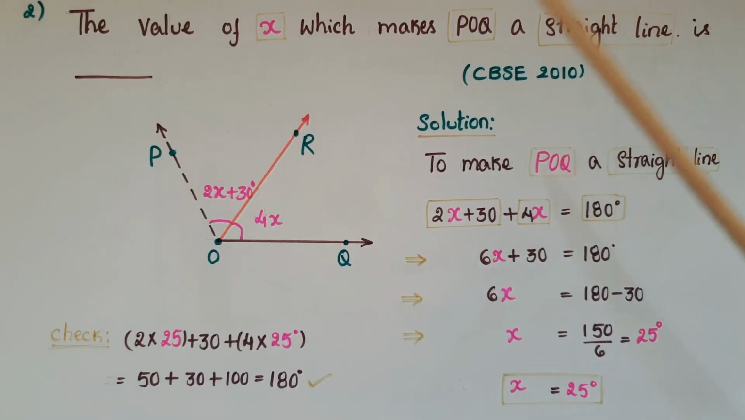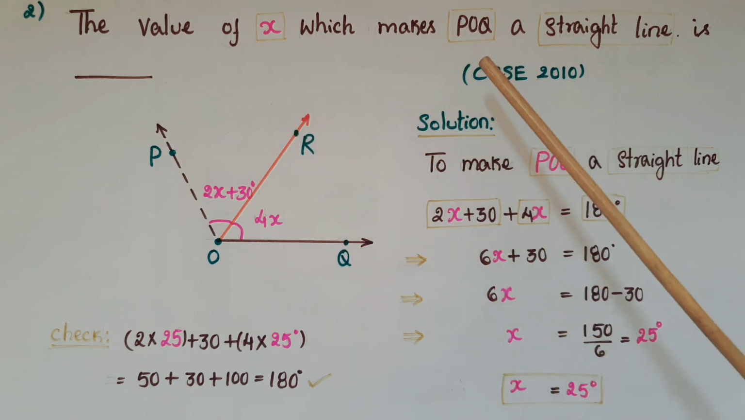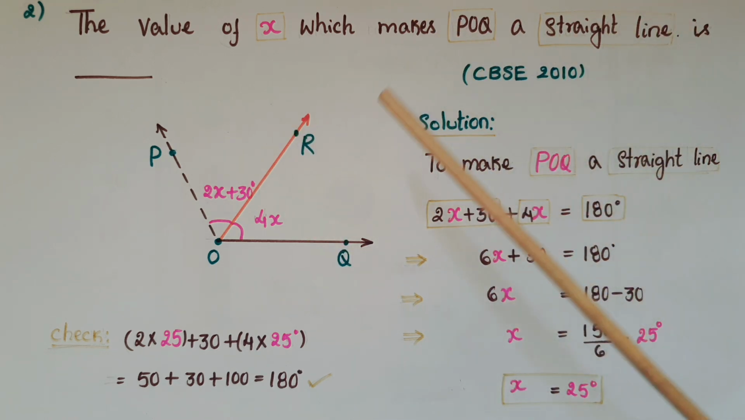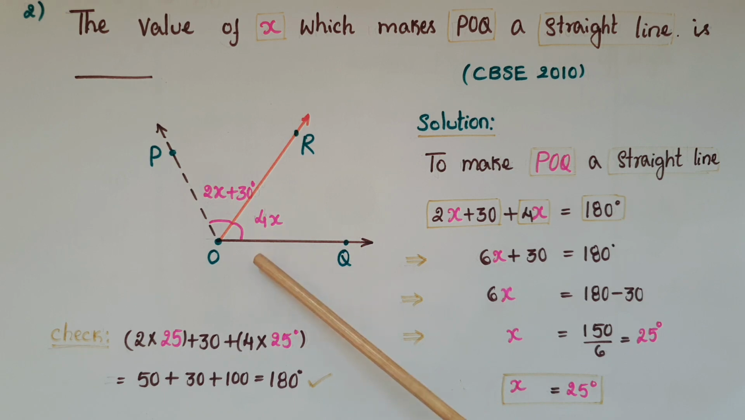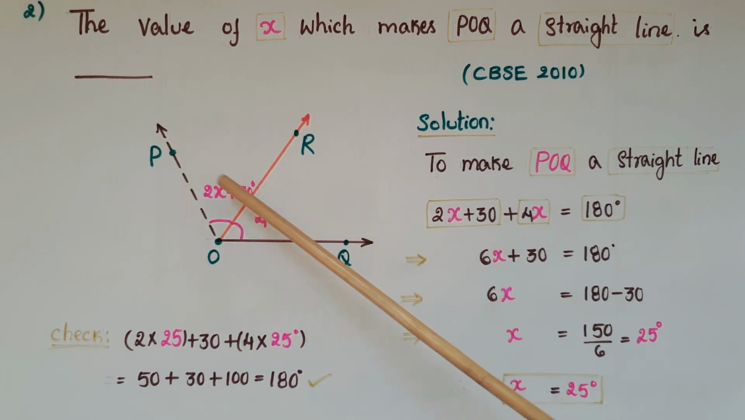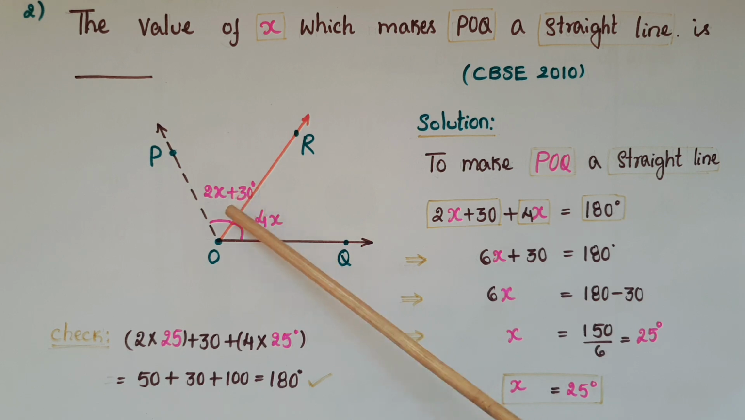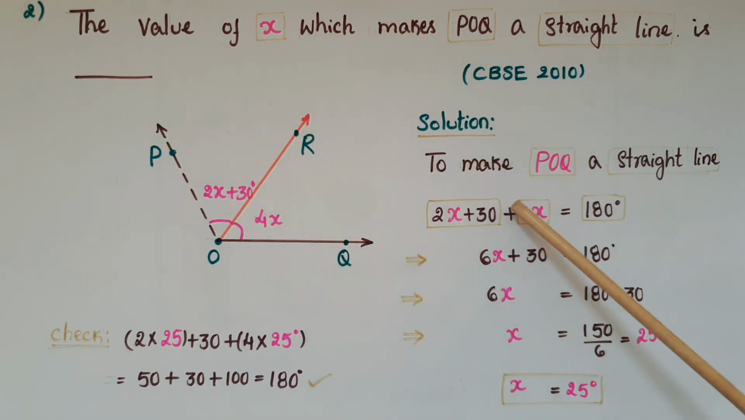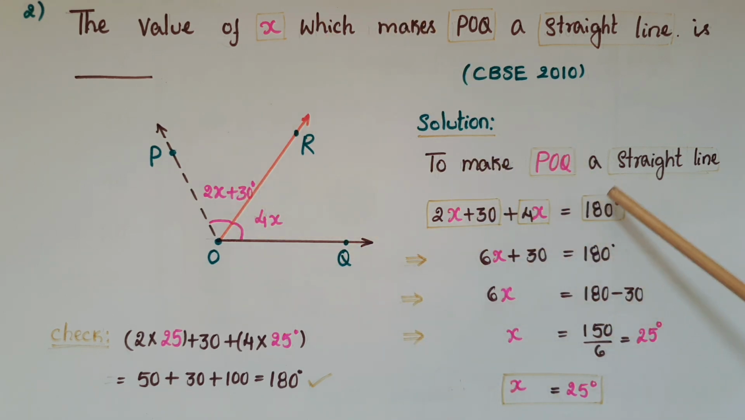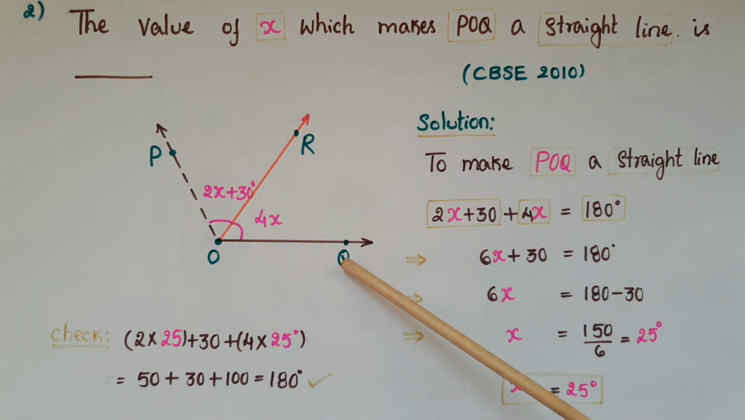This is the second question. The value of x which makes POQ a straight line is dash. So here in this figure, to make POQ a straight line, these two angles' sum should be 180 degrees. So 2x plus 30 plus 4x is equal to 180 degrees. Then 6x plus 30 is equal to 180 degrees. Then x is equal to 150 by 6, that is 25 degrees. So to make POQ a straight line, x should be 25 degrees.